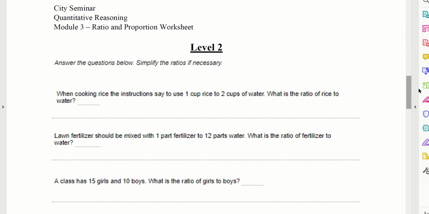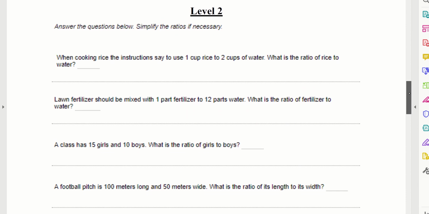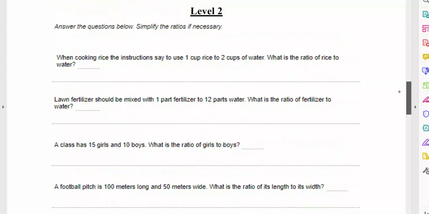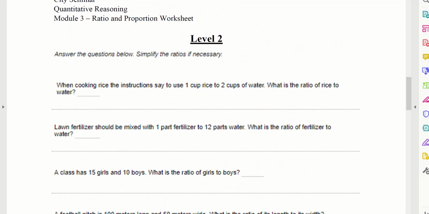Level 2, right, now we're getting interesting, right? I'm going to go over one question from level 2 and one question from level 3 because there's not that many for each one of them, right? When cooking rice, the instructions say 1 cup of rice to 2 cups of water. What is the ratio of rice to water, right? Super easy. 1 cup of rice, 2 cups of water.